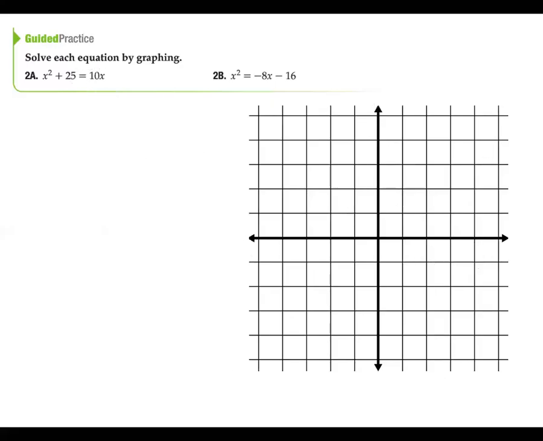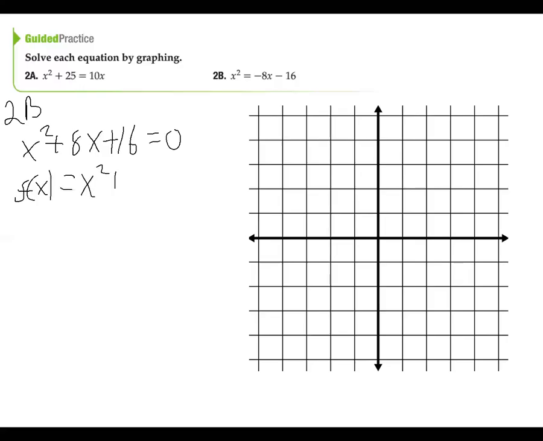Okay. 2b, got to put it in standard form. So x squared plus 8x plus 16 equals 0. So we're going to graph the related function f of x equals x squared plus 8x plus 16. The axis of symmetry is the opposite of the b value divided by 2 times the a value. So that gives you negative 4.